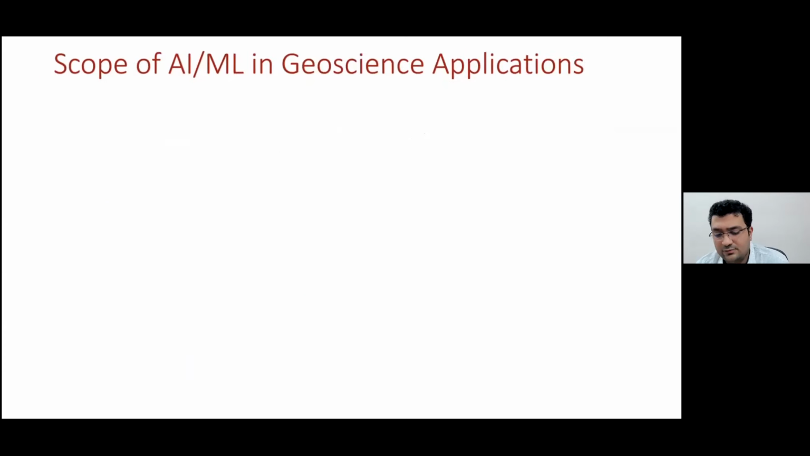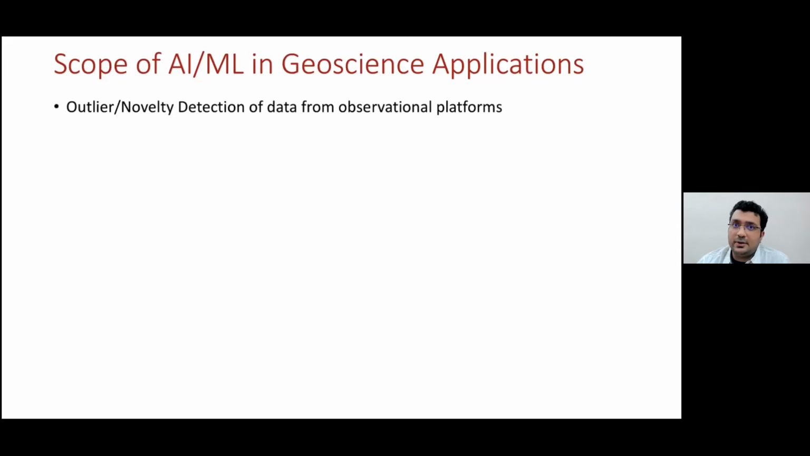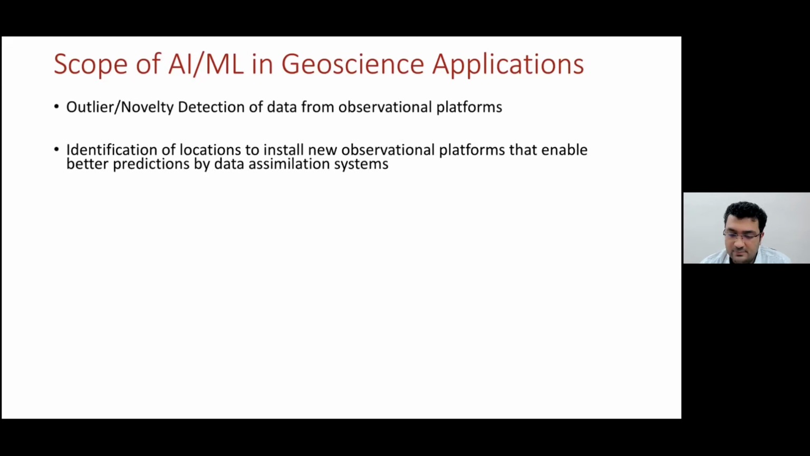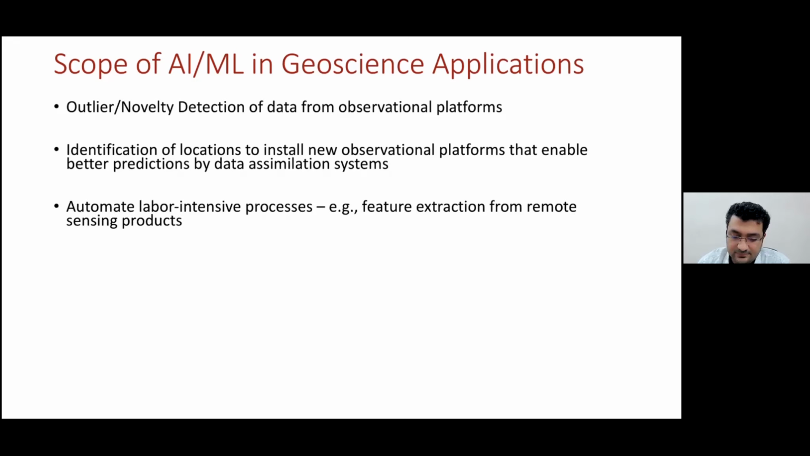So what is the scope of applying these AI ML techniques in geoscience applications? Number one application is, of course, outlier or novelty detection of data from observational platforms. If you run a lot of observational platforms like Shell does, or like IMD does in India, then you can do outlier or novelty detection. Further, you can also identify locations to install a new observational platform that enables better predictions by data assimilation systems. If you have a data assimilation system and you want to figure out where to collect the data, then ML techniques can be used there.